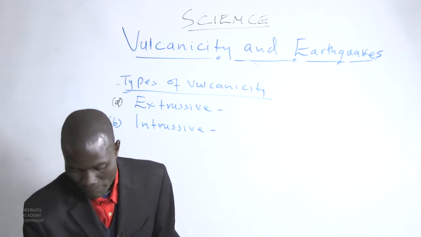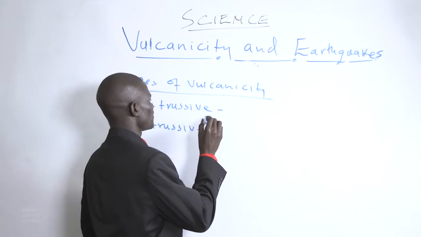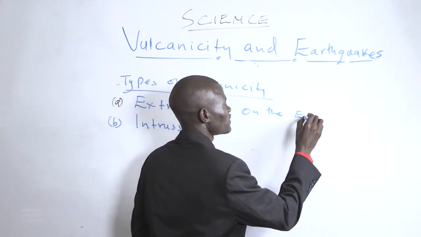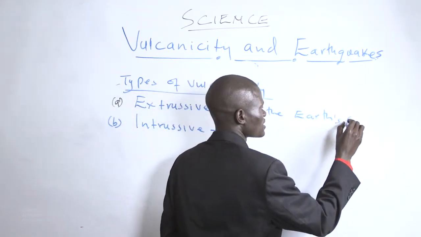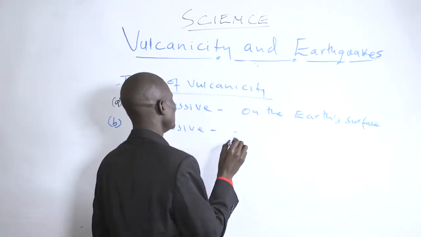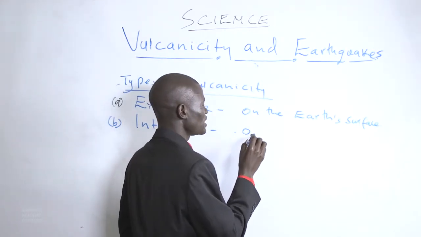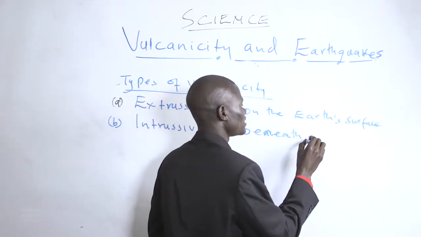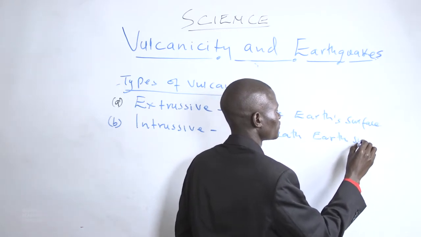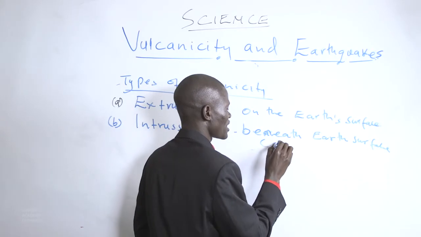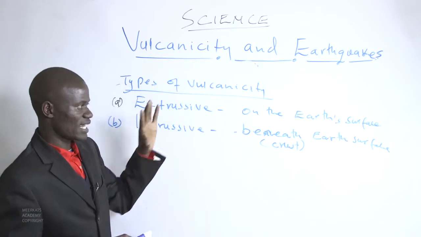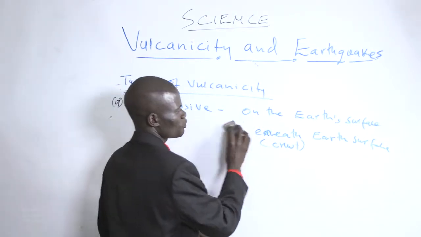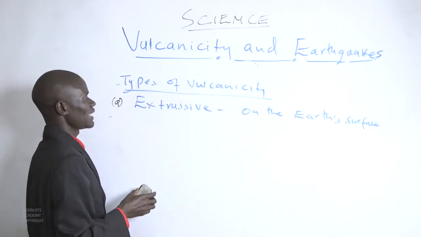We can classify them on this basis: extrusive involves the features that are formed on the Earth's surface, while intrusive are features that are formed beneath or under the Earth's crust. They are still in the crust. They have not been exposed outside, or into the atmosphere. Therefore, we are going to explore the type of volcanicity we call extrusive volcanicity.